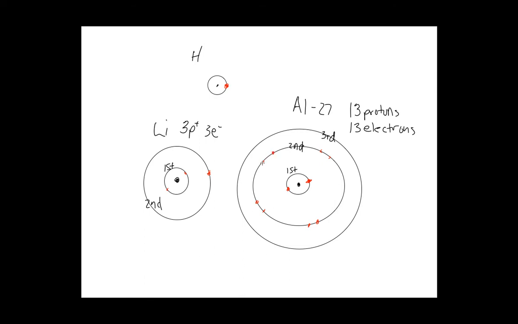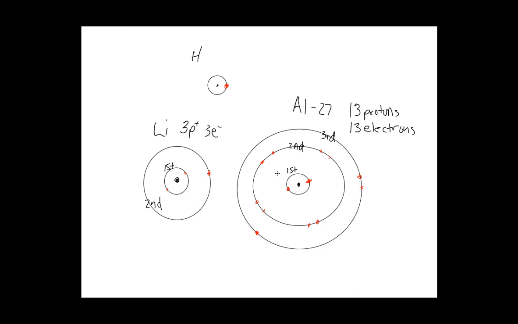So how many electrons have I accounted for? I've got the 2 in the first energy level and 8 in the second energy level. That took care of 10. So where do the remaining 3 electrons go? They go in this third energy level. Let's just have 3 electrons zooming around here, like so.